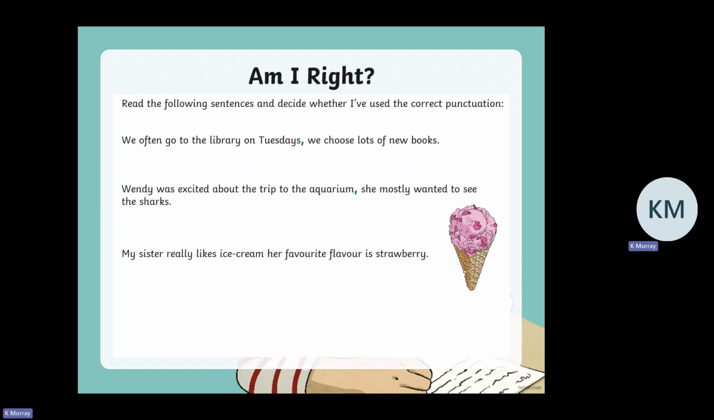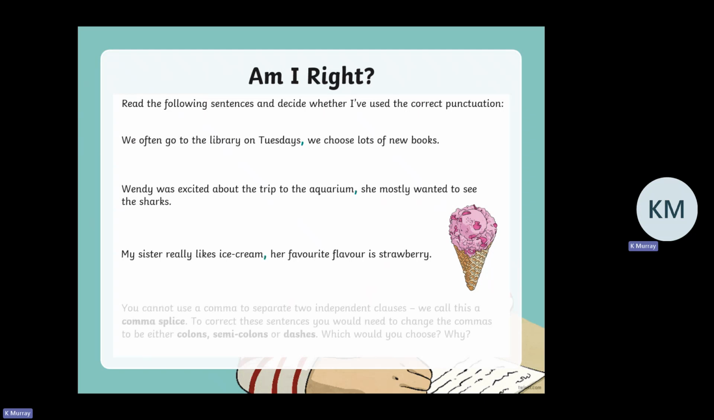We often go to the library on Tuesdays. We choose lots of new books. Wendy was excited about the trip to the aquarium. She mostly wanted to see the sharks. My sister really likes ice cream. Her favourite colour is strawberry. Now, we've got a problem here. These independent clauses have been separated by a comma. We can't do this. We call this a comma splice.